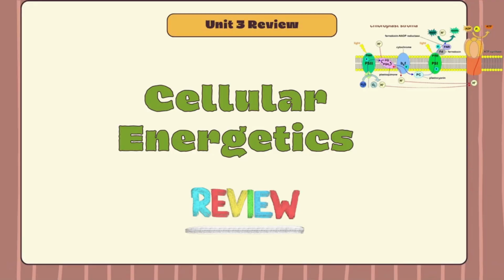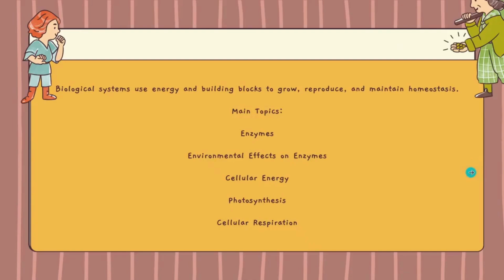So today we're going to be reviewing Unit 3, Cellular Energetics. Biological systems rely on energy and building materials to grow, reproduce, and maintain balance, or homeostasis. In this review, we'll cover 5 key topics: enzymes, environmental effects on enzymes, cellular energy, photosynthesis, and cellular respiration. Each process connects to one main idea: how life transforms and uses energy efficiently.